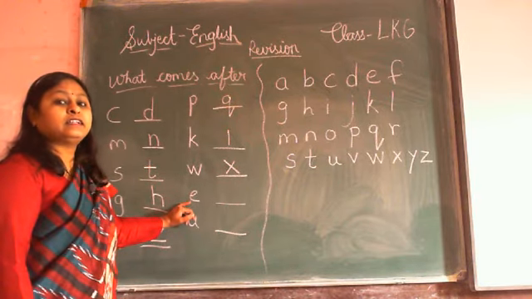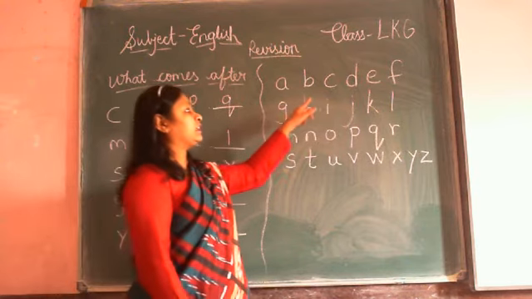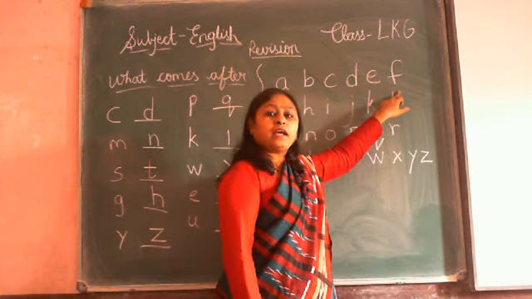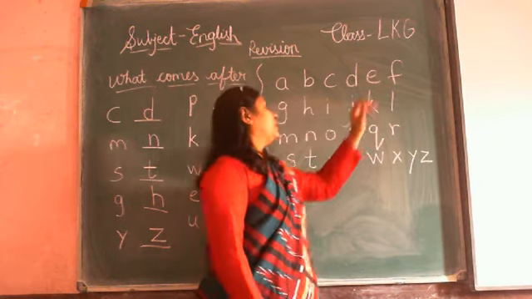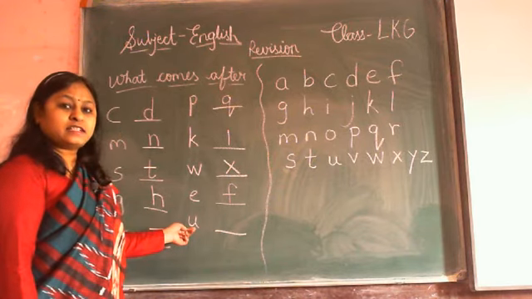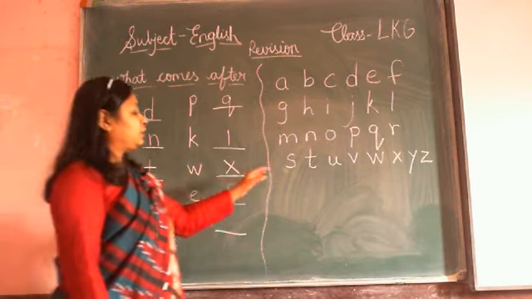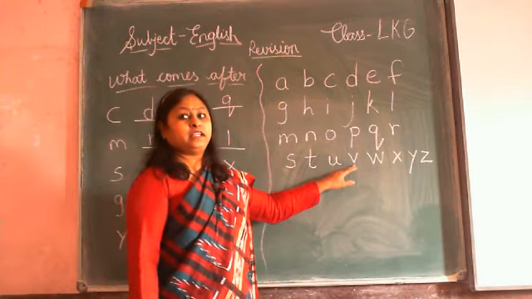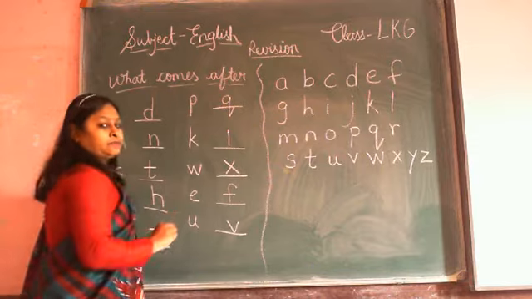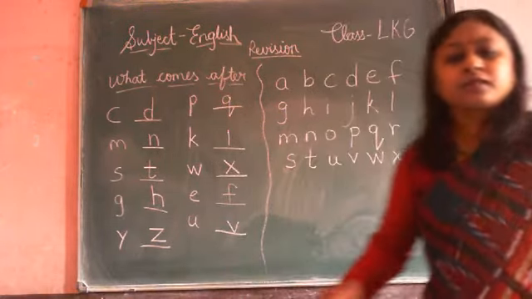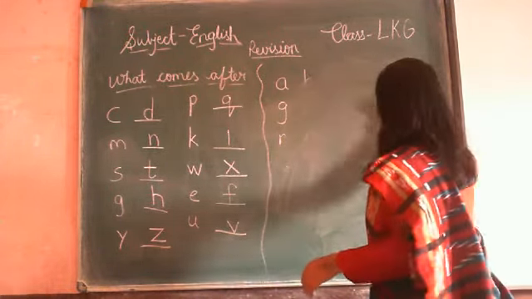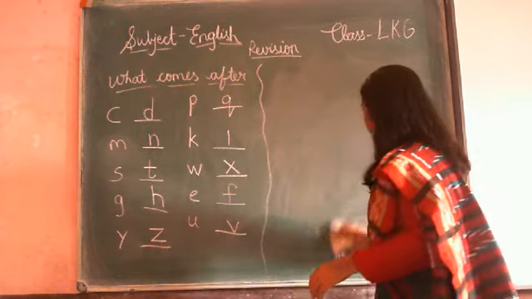Now next letter E. So after E, which letter will come? Find here, it is E. After E, F. So we will write here F. Now which letter is this? U. So after U, which letter will come? V. So we will write here letter V. Like this you have to do after letter. Now some other exercise we will do here.